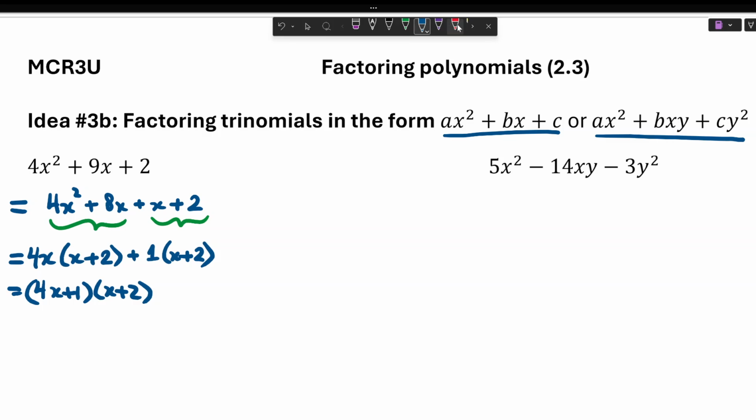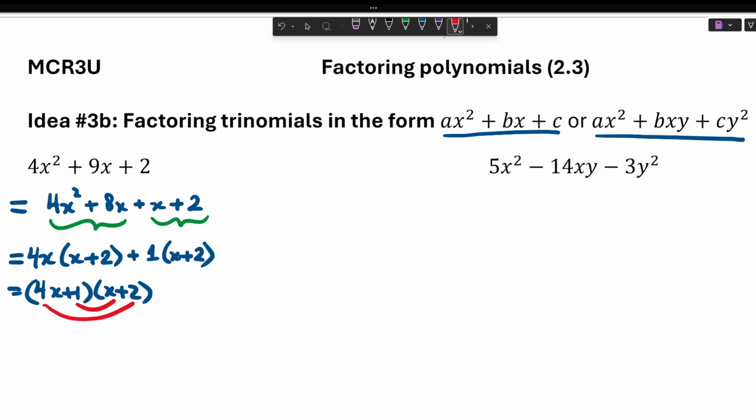Now what I want you to notice is, again, the x squared term came from the products of these x terms, 4x and x. And the constant 2 came from the product of 1 and 2, these constants. And then the 9 came from the sum of these two products, 1x and 4x times 2.